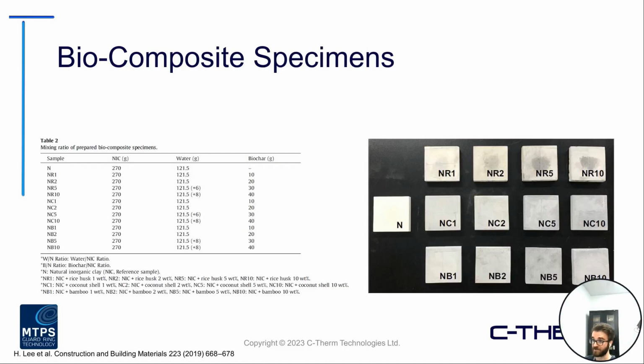And this is essentially what the samples look like. You can see the ones on the right, the control. So the N contained just the inorganic component without any biochar additive, and then all the other ones had different amounts of the three different options that were investigated here in different ratios.